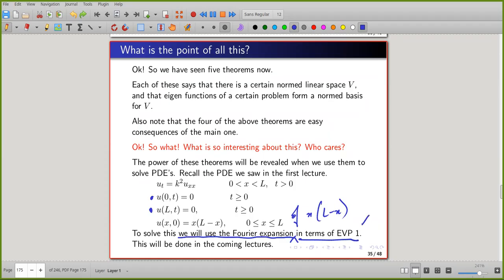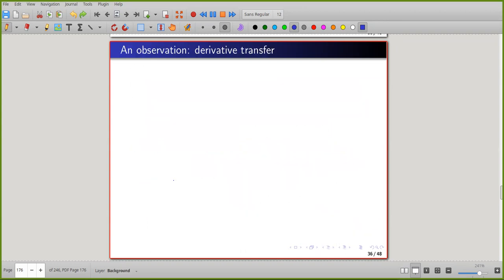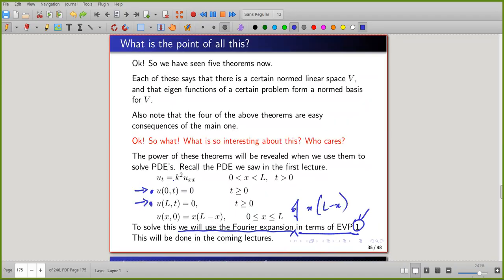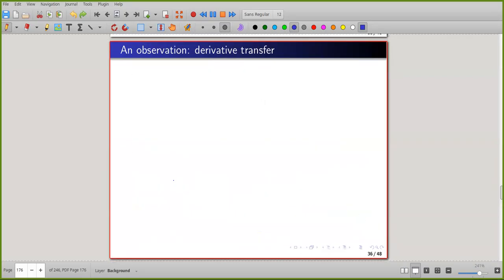So how do you decide which EVP to choose? I should have written, in terms of the eigenfunctions appearing in EVP1. So how do you decide whether you should choose 1, 2, 3, or 4? That is going to be based on the form of these two conditions. Okay, so this is a silly observation, and maybe we will start with it next time.